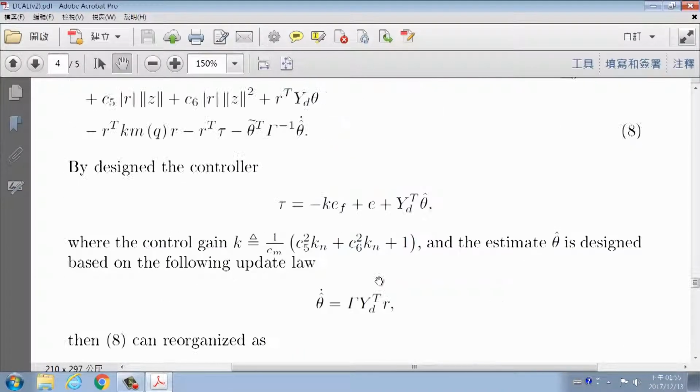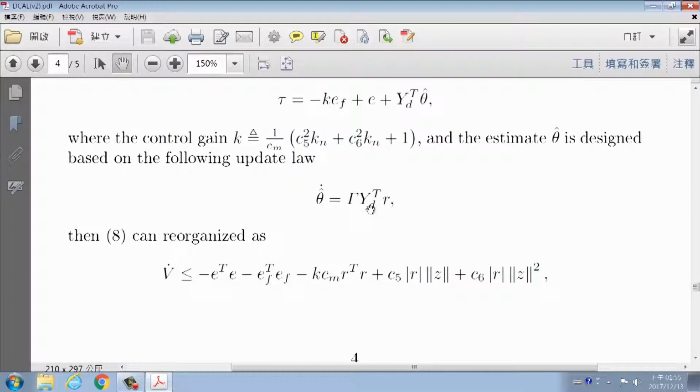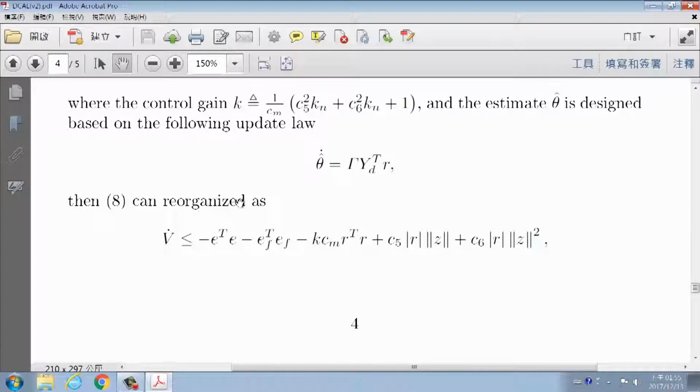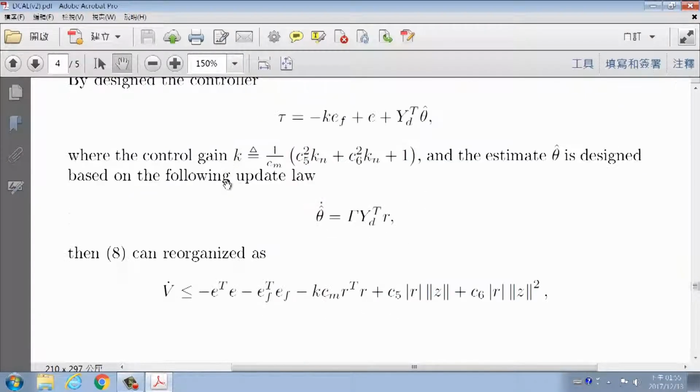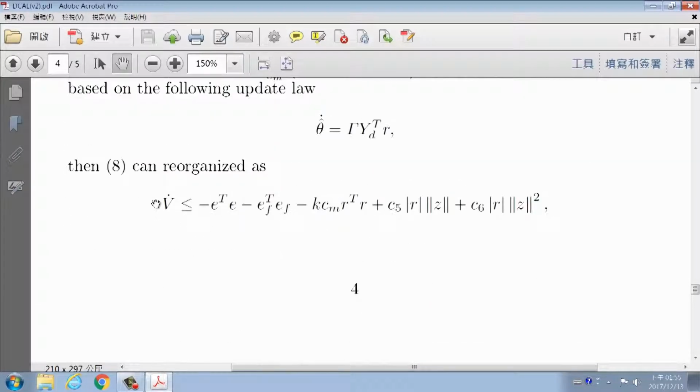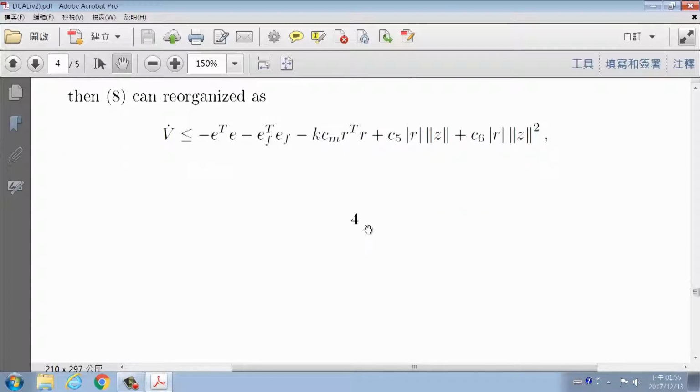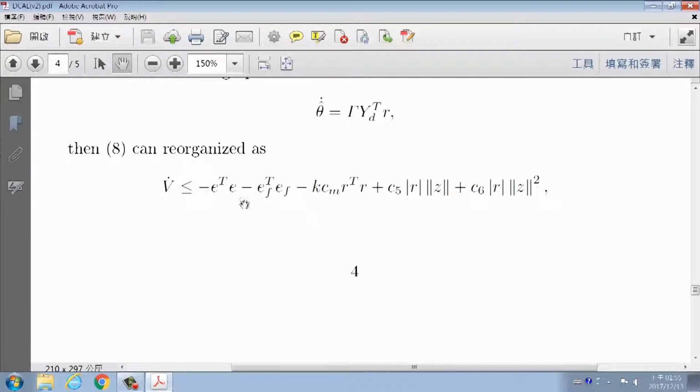So theta hat is known. Theta hat can be done. So all these signals in the control input are known. Okay. And you substitute that control into here, and you can further upper bound the V dot by these terms. Okay. So if you look at the first three terms, it's negative definite, right?